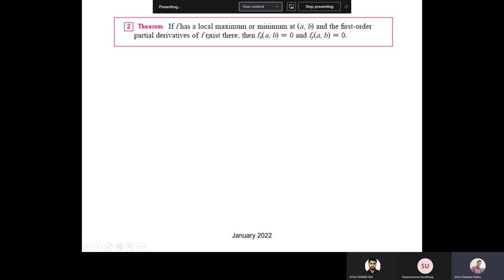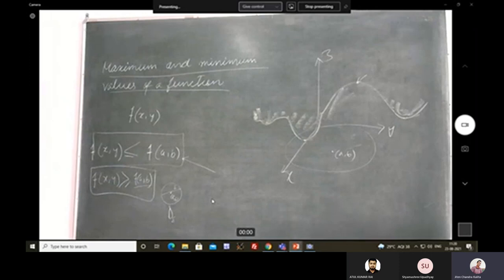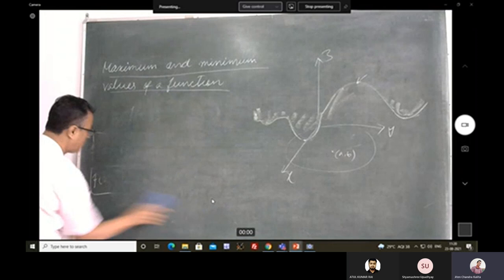It is not that if the maximum or minimum value of a function exists at a point, the partial derivative exists. It may not exist there. The point is that if it exists there, then they vanish. Okay. Fine. So now, how to go about proving this? I'll very quickly go about it. I hope you understood what I said about the existence of the partial derivatives.